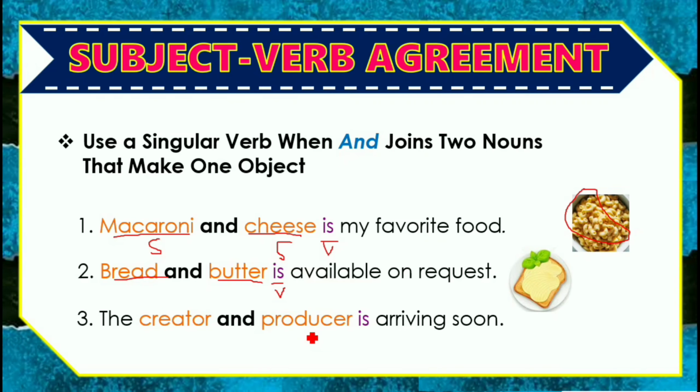The creator and producer is arriving soon. Our subjects, creator is a subject and producer is a subject, connected by and. But we have to understand that the creator and the producer is just one person. You're just referring to one person. So that is why our verb is.